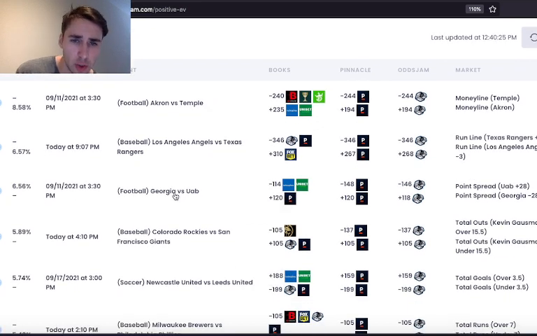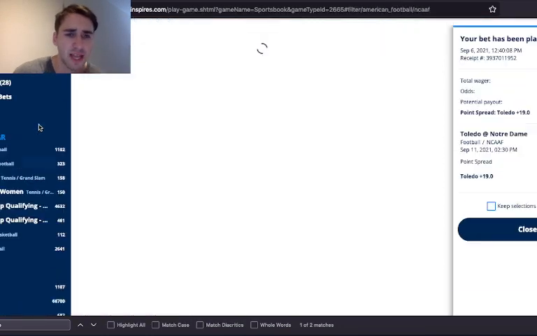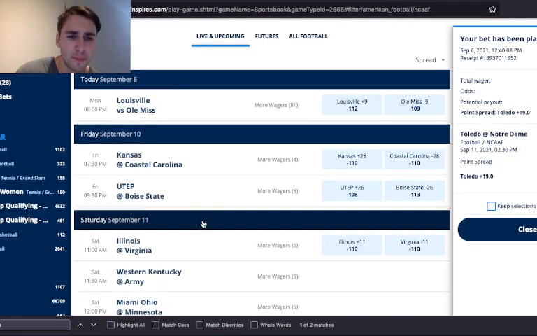And here we see in the Georgia versus UAB game, UAB +28 is -114 on Twin Spires and Unibet. In Pinnacle, the sharpest sportsbook in the world, it has it -148. So that's a profitable bet to place. That is a bet that you may want action on, and you should want action on. 6.56% EV. So what I can do is try to find this game as well. I think I may have already bet it.